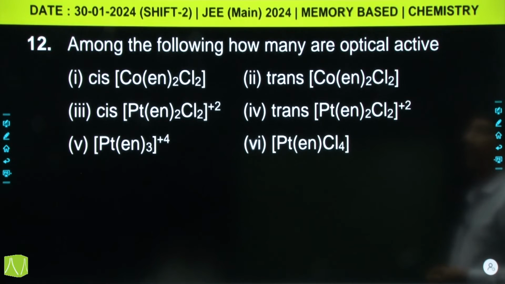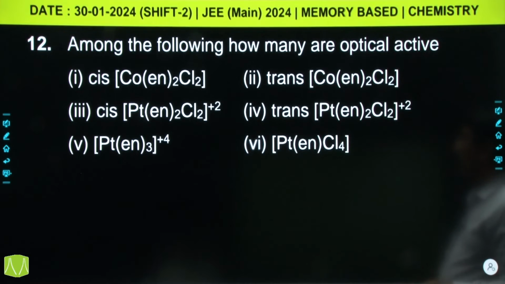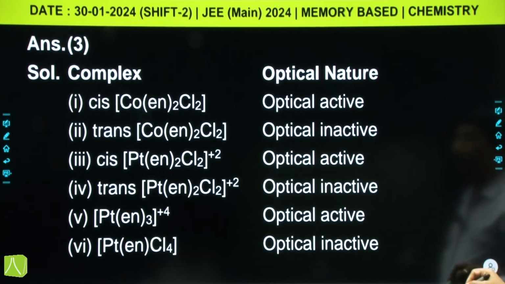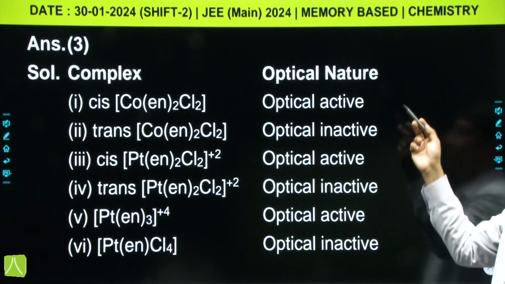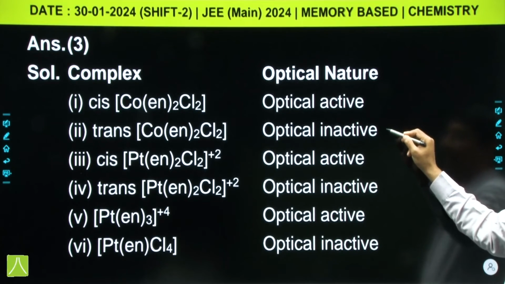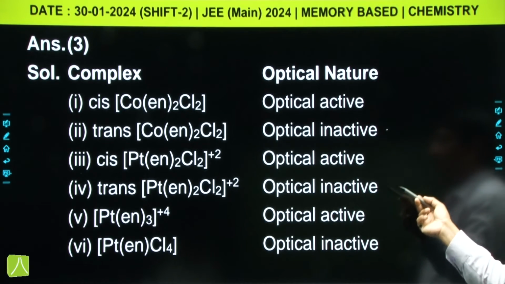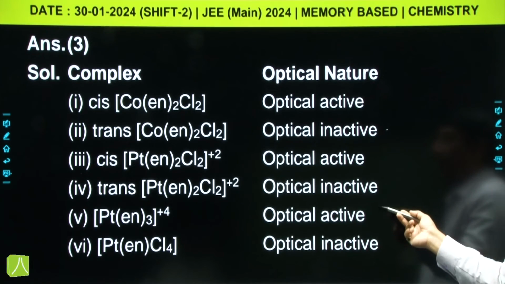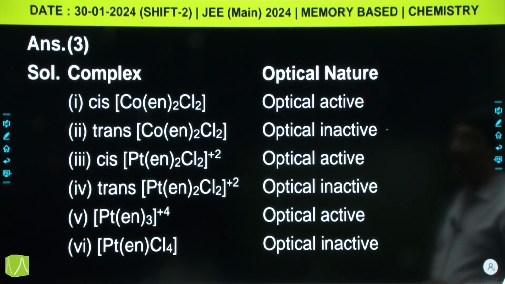Next, among the following how many are optically active? These are the complexes given. In optical activity, you know, if there is no plane of symmetry, then that complex can be optically active. So in the given complexes, cis-[Co(en)2Cl2] is optically active, trans-[Co(en)2Cl2] is optically inactive, and cis-[Pt(en)2Cl2]2+ is optically active, trans-[Pt(en)2Cl2] is also optically inactive, and [Pt(en)3]4+ is optically active, [PtCl4] is optically inactive.